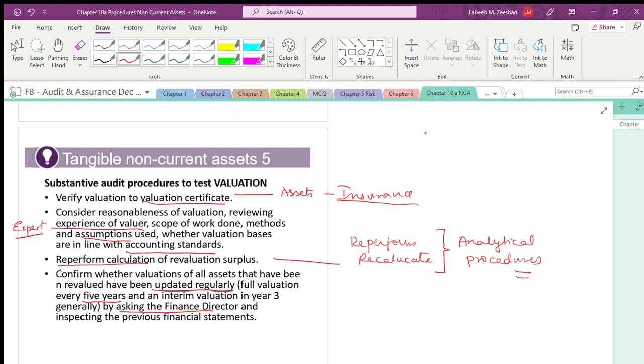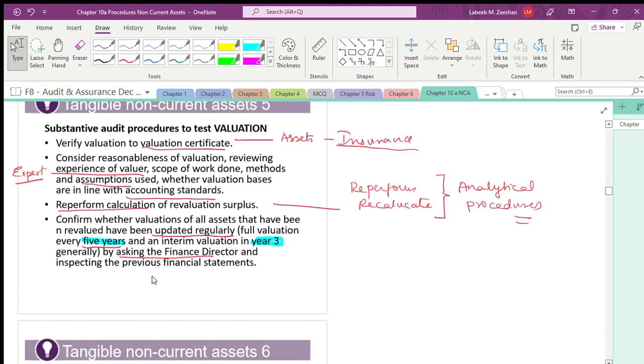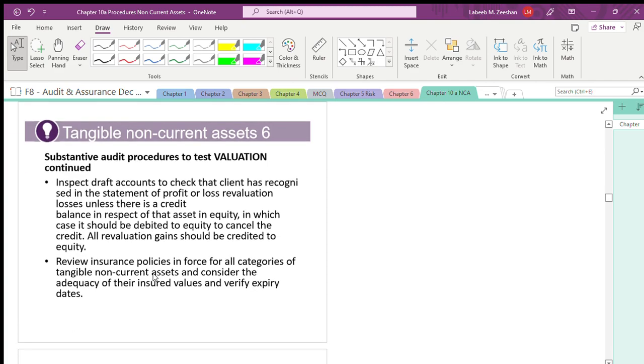Reperform the calculation of the surplus and check that subsequently you have updated it. You should make it very clear what the policy of revaluation is. You cannot do it as per your wish and will. You should state whether the revaluation is done every 5 years or every 3 years. That should be the policy that is reflected.